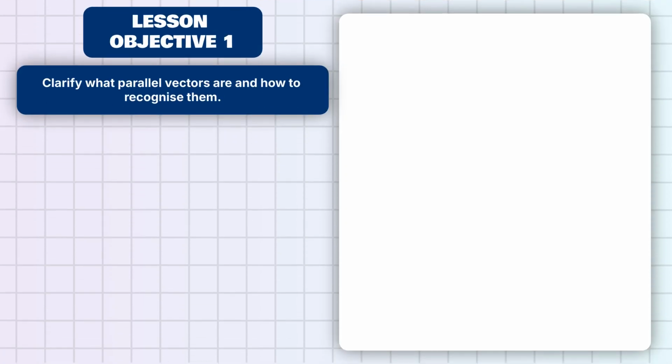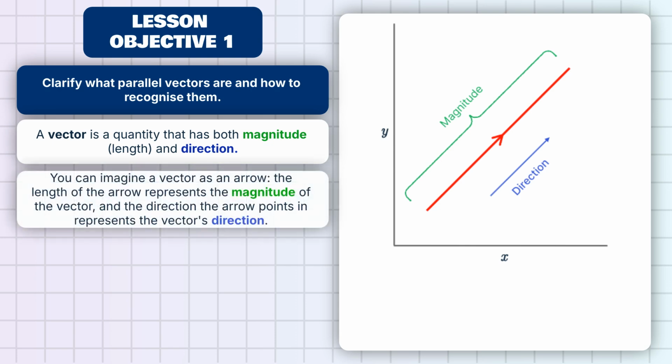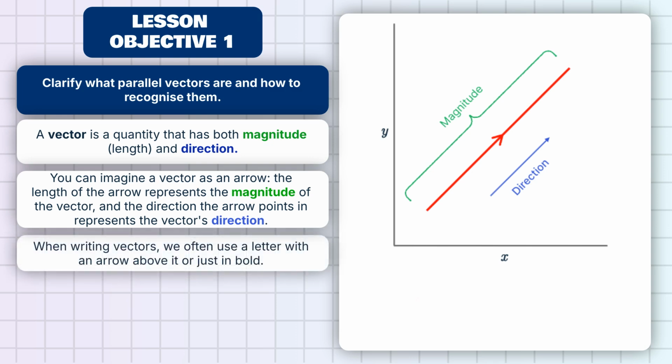To understand parallel vectors, we must first know what vectors are, so let's recap some of our previous learning. A vector is a quantity that has both magnitude, which means length, and direction. You can imagine a vector as an arrow. The length of the arrow represents the magnitude of the vector, and the direction the arrow points in represents the vector's direction. When writing vectors, we often use a letter with an arrow above it or just a bold letter.